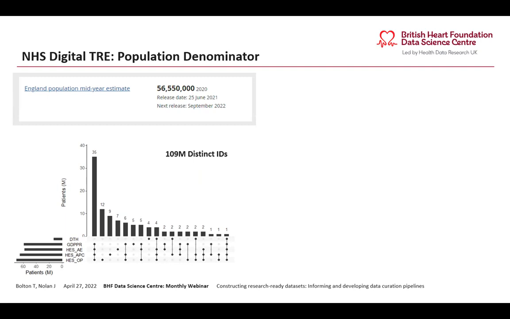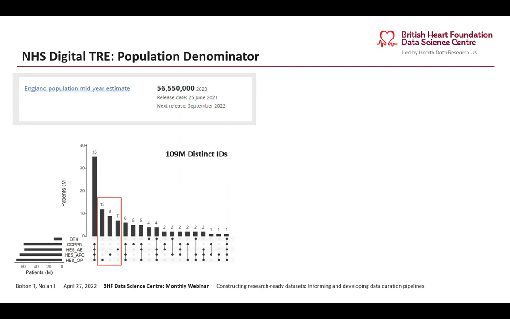The upset plot shows the total number of distinct IDs in each dataset on the horizontal bars and the total number of IDs in the intersections between the datasets on the vertical bars. From the plot, we can see that the largest group of 35 million is for IDs that are found in GDPPR and all three HES datasets.